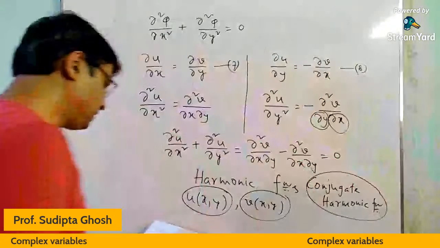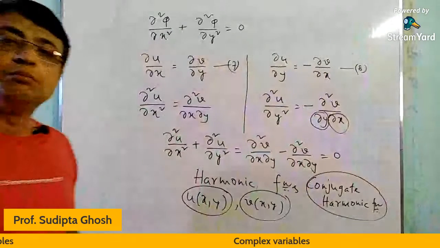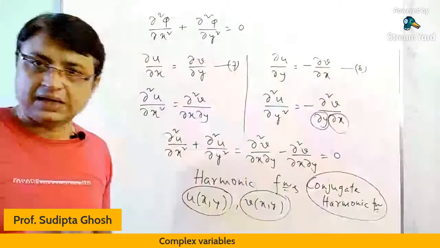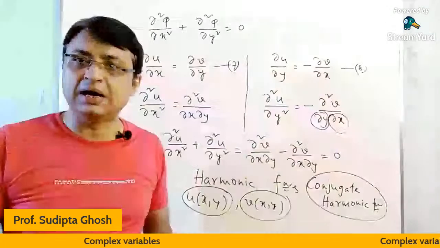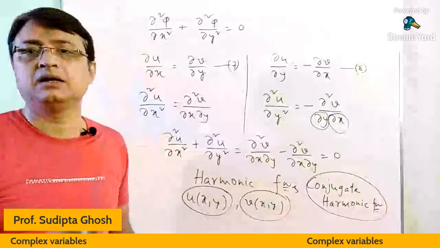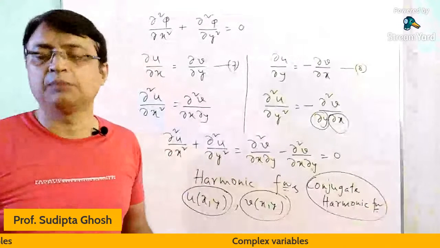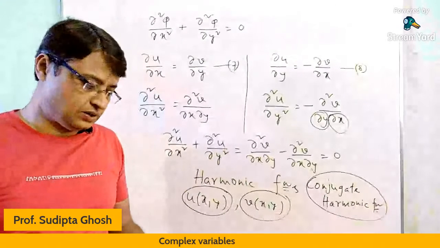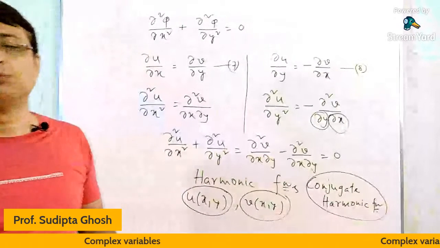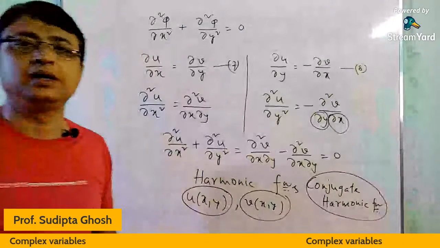So two functions that satisfy both Laplace's equation as well as the Cauchy-Riemann equations are called conjugate harmonic functions. Okay, so let's move on to the second property.